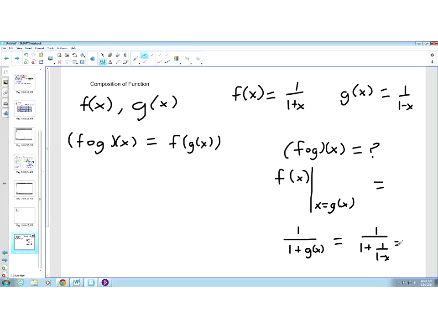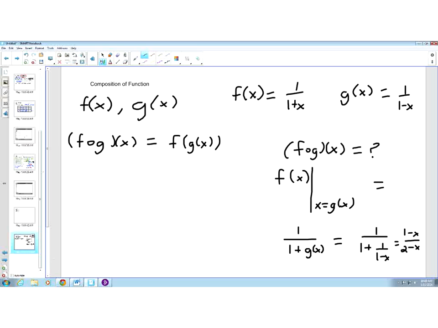So that would be 1 minus x divided by minus x. Okay. Let's see, 2 minus x, excuse me. 1 minus x over 2 minus x would be the composition of the two functions.